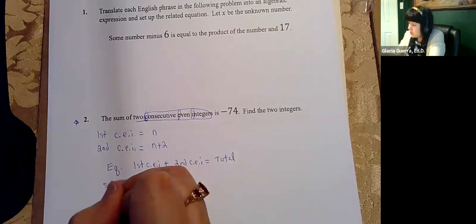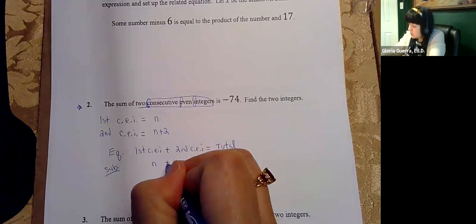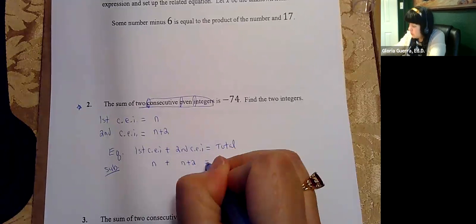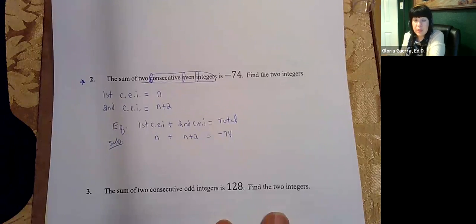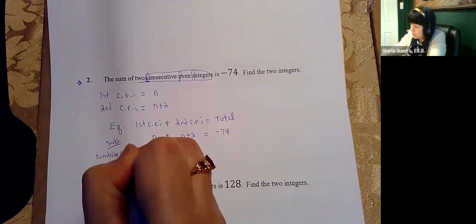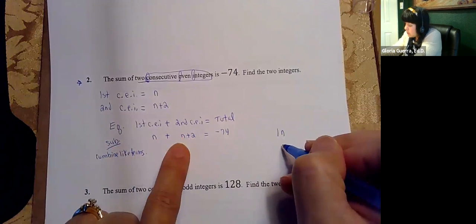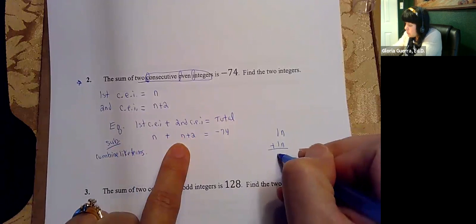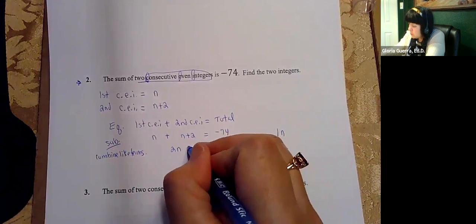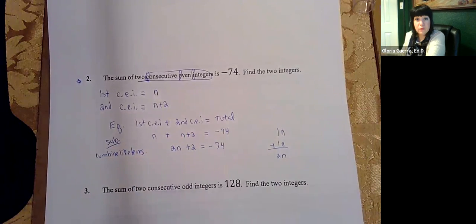The first one is n, plus the second one is n plus 2. And then your total is negative 74. See that? And then now you're going to combine like terms. So if you look at your n's, 1n plus another 1n gives you 2 n's. So n plus n is 2n. And then your constant, you only have that constant of 2. And then it equals negative 74.